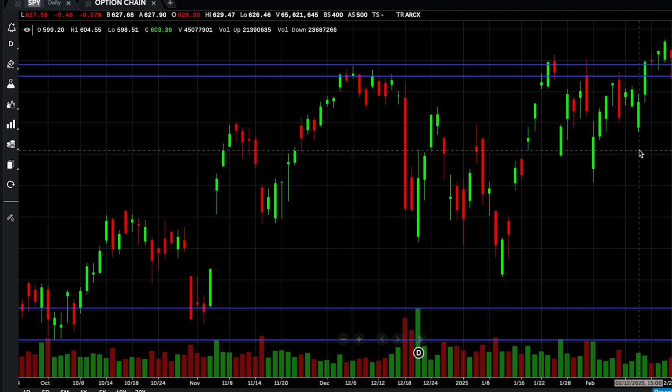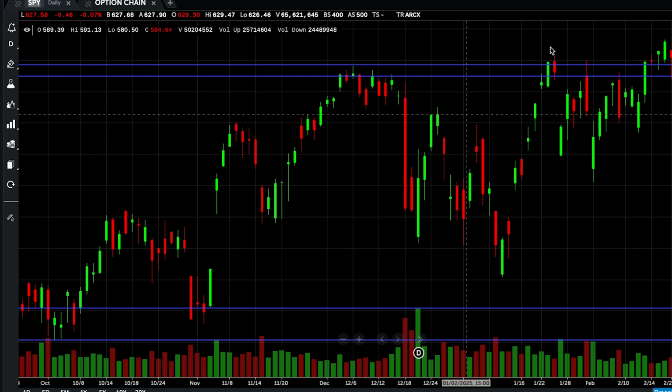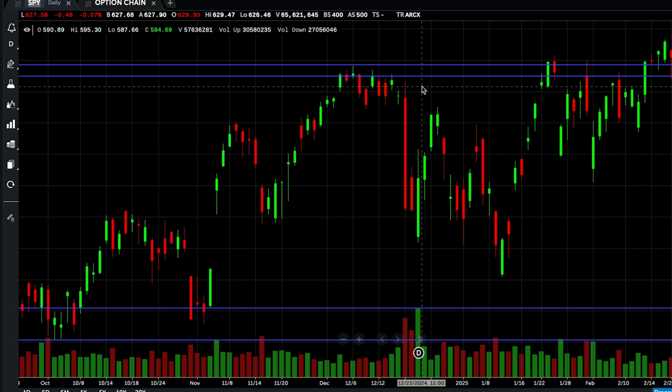This is SPY, and this is the daily chart. A daily chart is really good for people who like to swing trade, meaning that you want to get into a stock and hold it for a period of time.